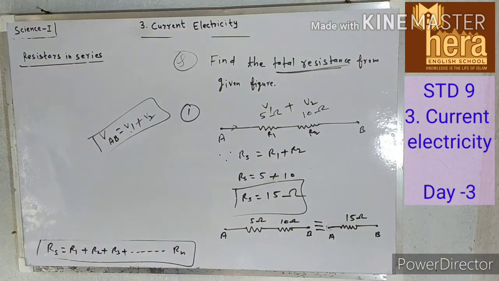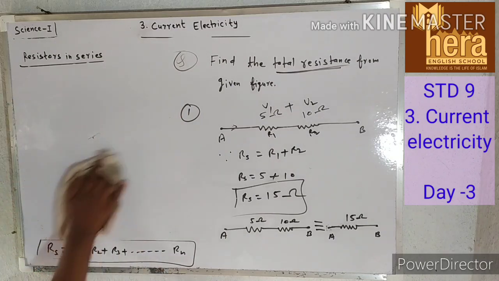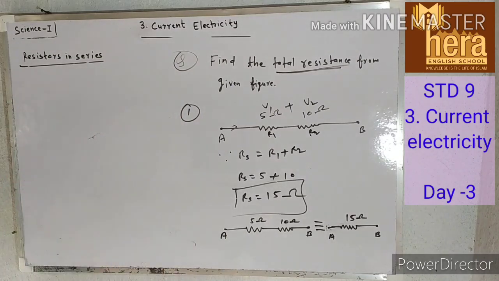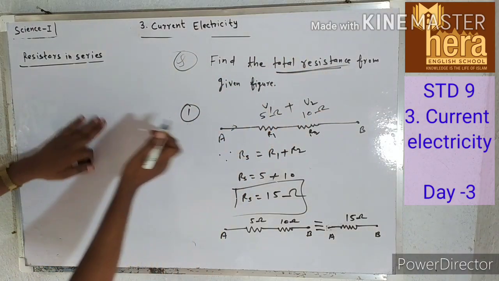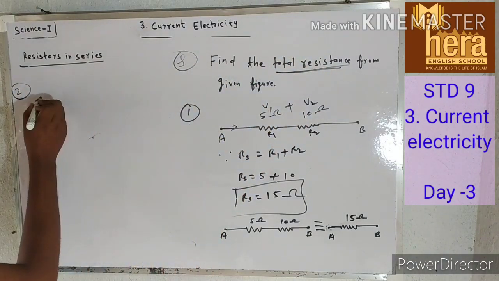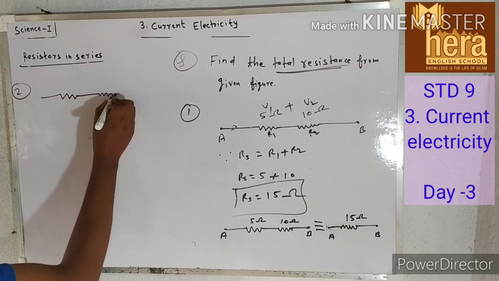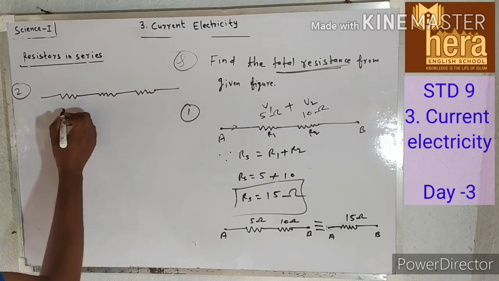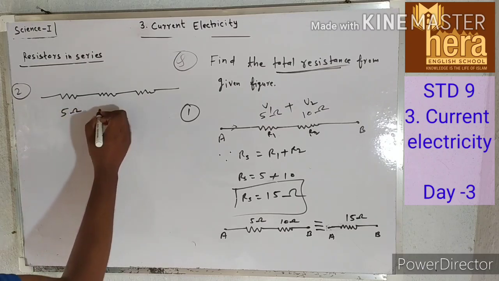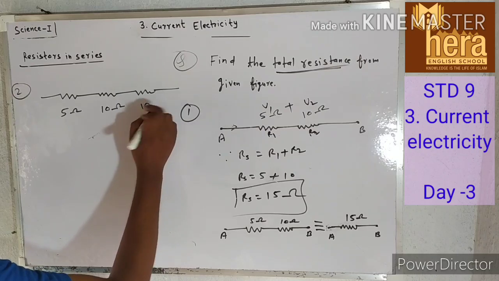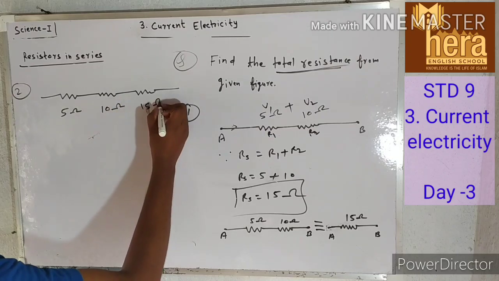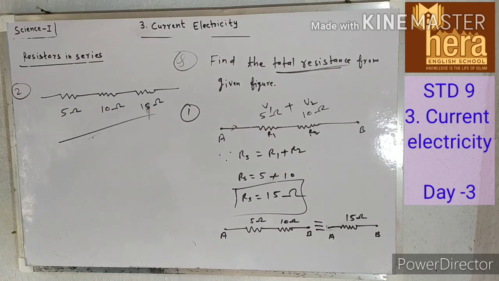Okay. One homework for you. Same question, find the total resistance from the given figure, question number 2. This is 5 ohm, 10 ohm, this is 15 ohm. Find total resistance. You have to find total resistance, okay?